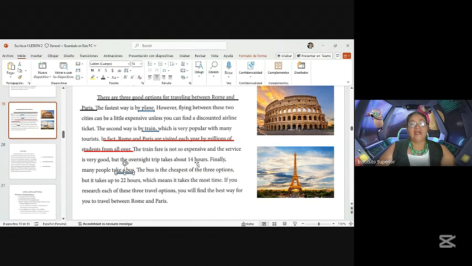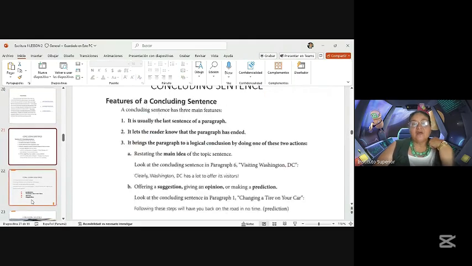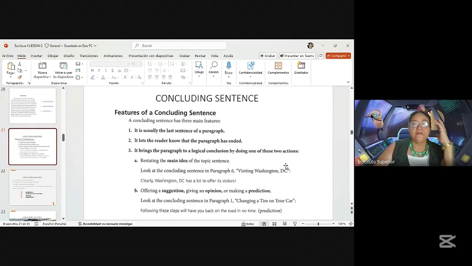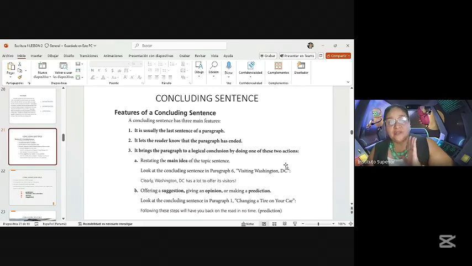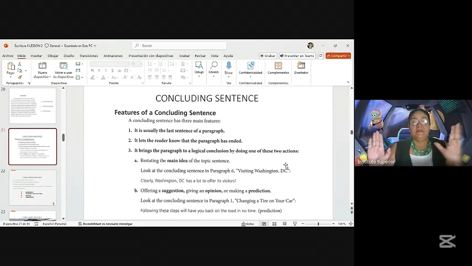And finally, we have our concluding sentence. If you research each of these three travel options, you will find the best way for you to travel between Rome and Paris. This is the conclusion. What happened with that conclusion? The conclusion may be the last sentence of the paragraph.